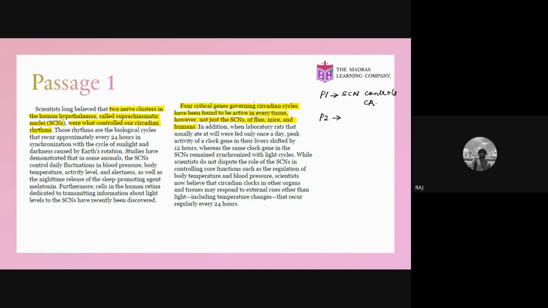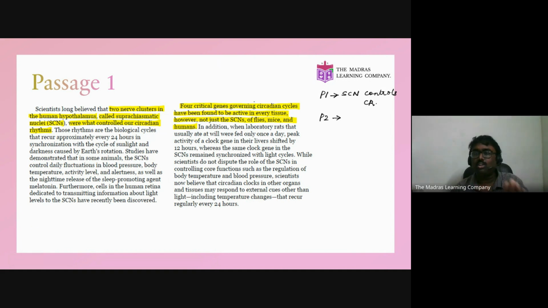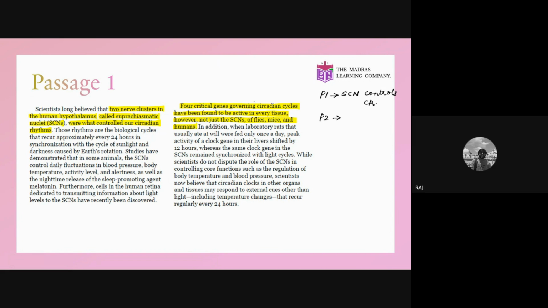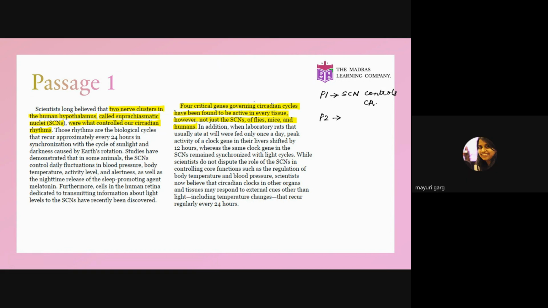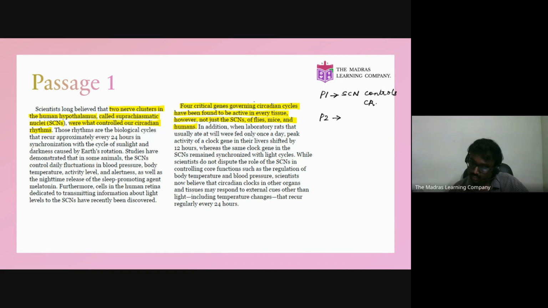Yeah, I think that's the same. Yeah, there are genes that control the circadian rhythm. Have you understood that? Yes. Okay. Next sentence. What does it begin with, Mayuri? "In addition," should I read or should I skip? Skip. Yes. Perfect. Let's go to the next sentence.